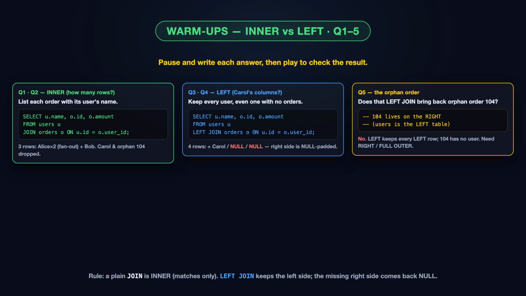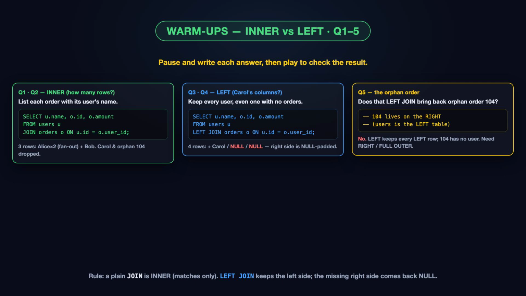Question 3, change it so every user appears, even one with no orders. Pause and write it. Swap in a left join: from users u left join orders o on u.id = o.user_id. Now you get 4 rows.